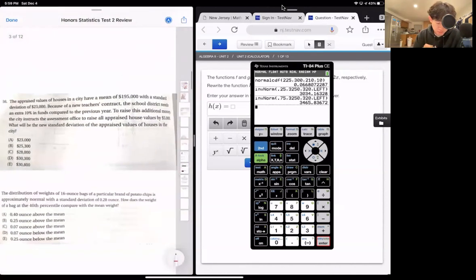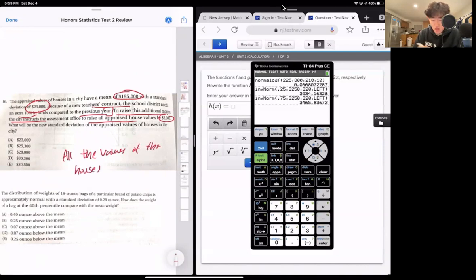All right, next. The appraised houses, the mean of this, standard deviation of that, the teacher's contract, blah, blah, blah, they need an extra 10% of the funds compared to the previous year. So that's the context. They say to raise this additional money, they raise all appraised houses values by 5,000. What that means is that all the values of the houses, or the appraised values, they get added by $5,000.